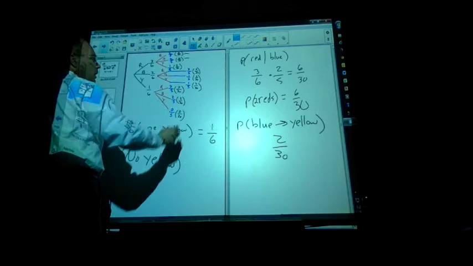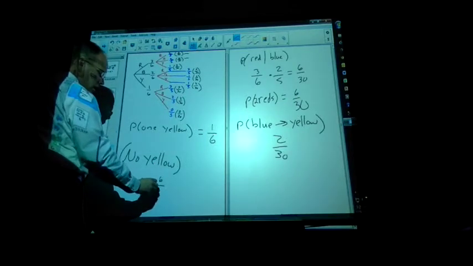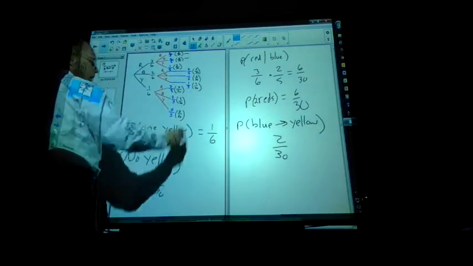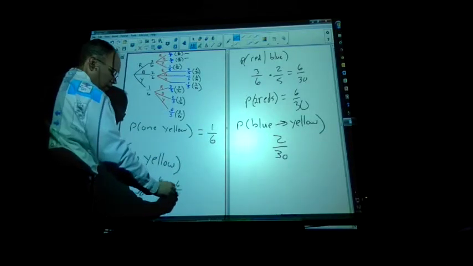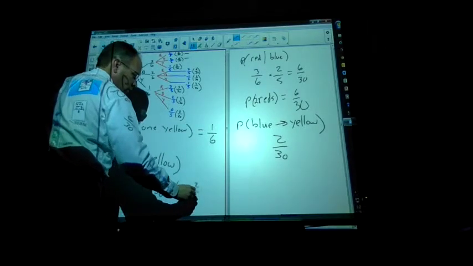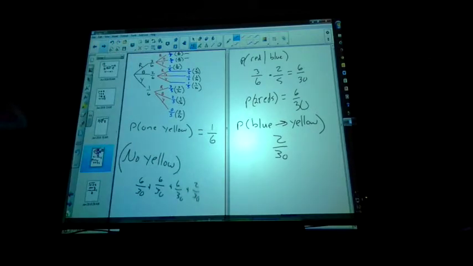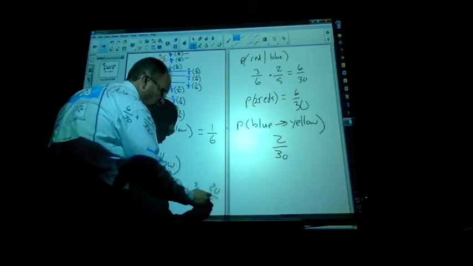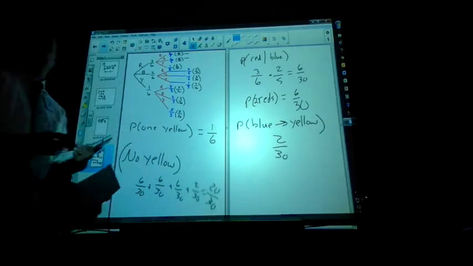I know this will work. 6 out of 30. Do I skip this one? Yeah, I'll go to this one. I have another 6 out of 30. And a 2 out of 30. Is there any other branches we need to be concerned about? No, because the very bottom of the black branch automatically goes to yellow. So I'm going to go 6 plus 6 plus 6 plus 2, which is 20 out of 30. Like I said, Mr. Stern. Or 2/3.